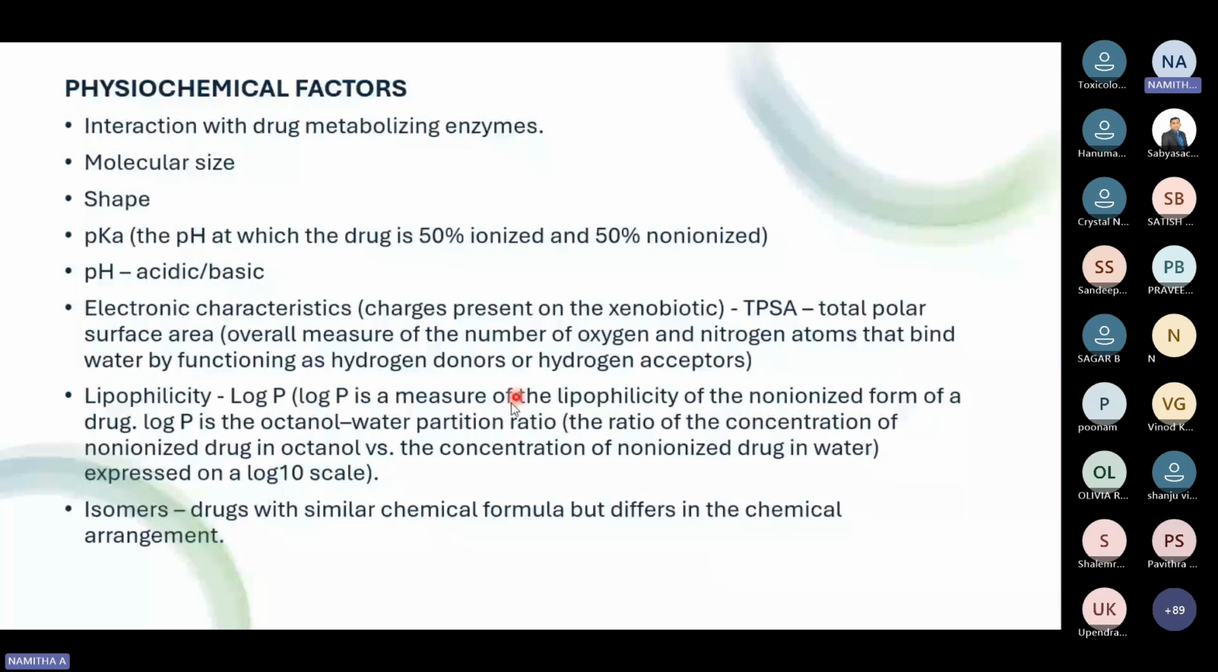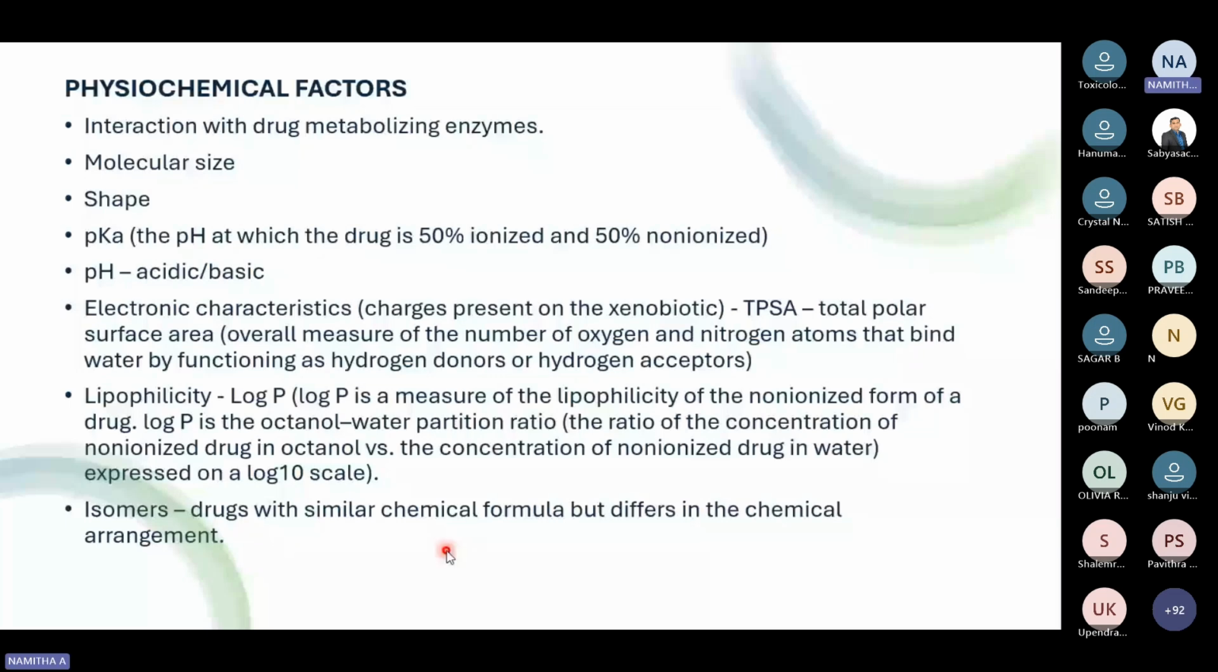Lipophilicity of the drug, log P. Log P is a measure of lipophilicity of the non-ionized form of a drug. Log P is the octanol-water partition ratio, that is the ratio of the concentration of a non-ionized drug in octanol versus the concentration of non-ionized drug in the water. It is expressed on the log 10 scale. Isomers are the drugs with similar chemical formula but differ in the chemical arrangement.